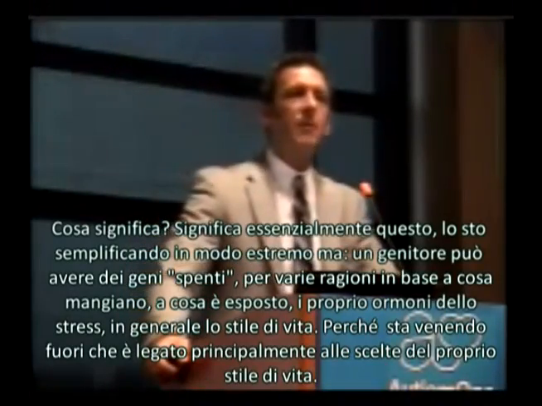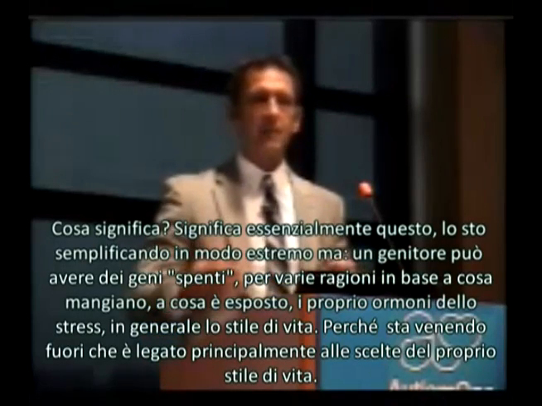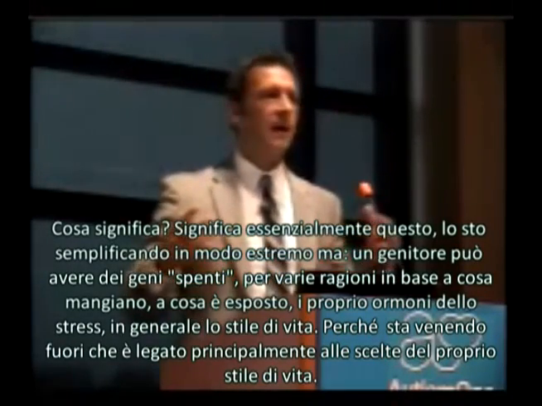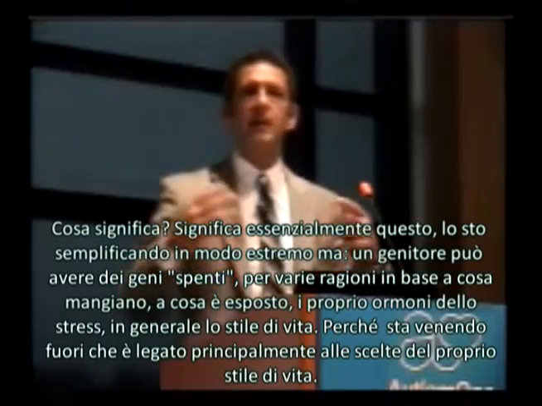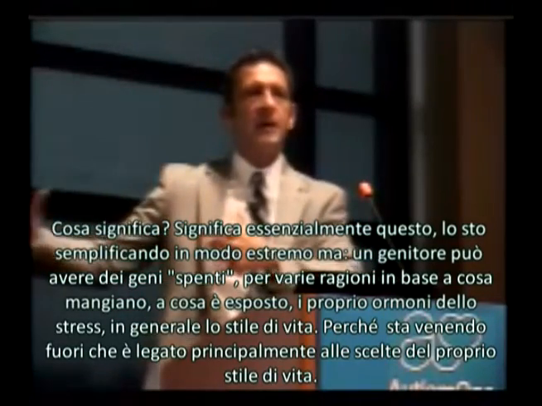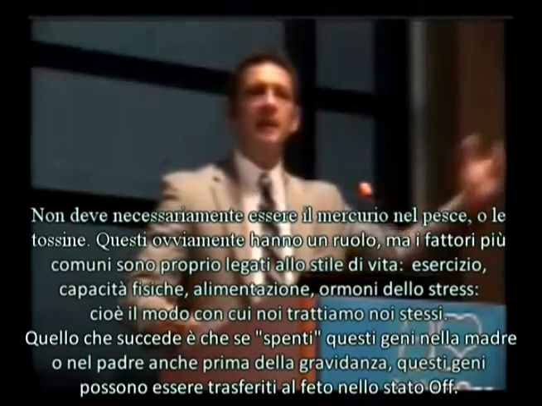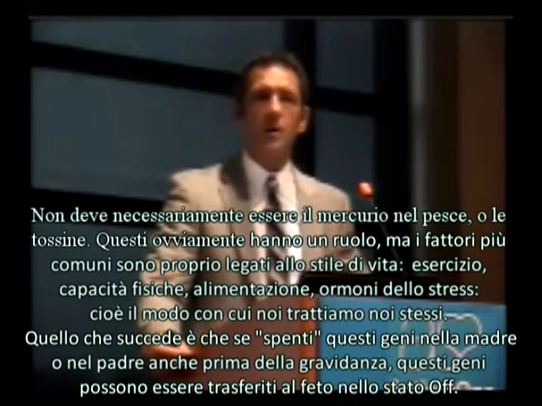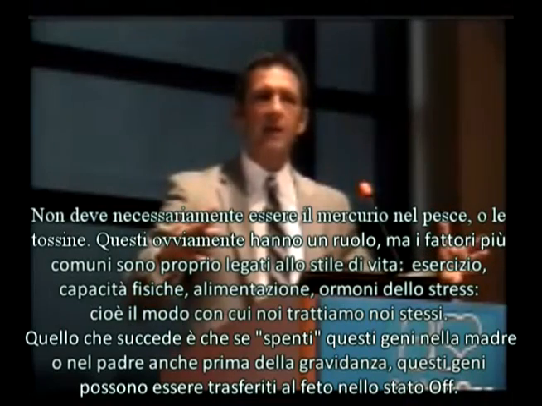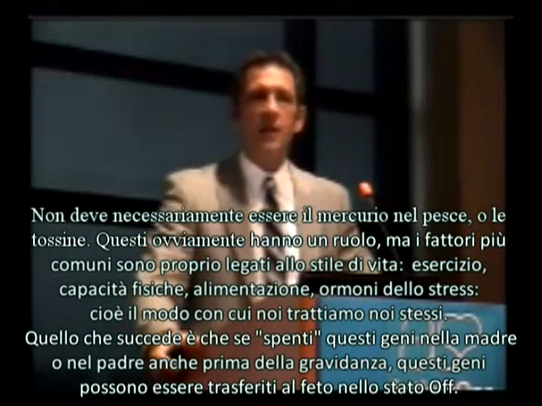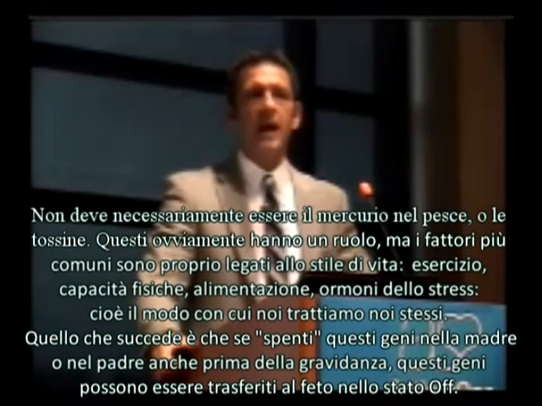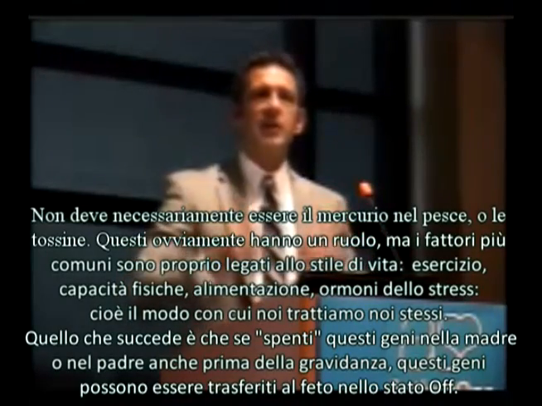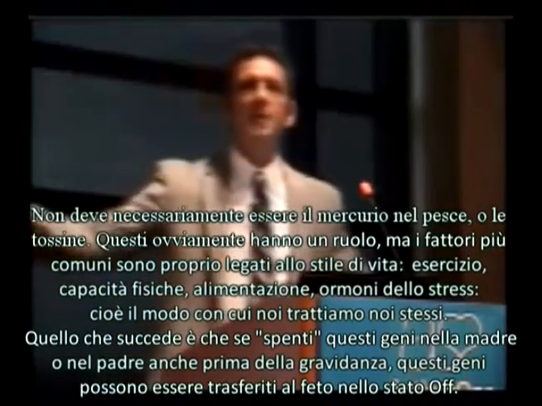What does this mean? It means that what we found with epigenetics is essentially this, and I'm simplifying it, but that a parent can have their gene turned off for various reasons based on what they eat, what they're exposed to, stress hormones, their lifestyle mostly, because what they're showing here is that it's mostly lifestyle choices. It doesn't necessarily have to be mercury in fish, or it doesn't have to be toxins. Those things can play a role, of course, but the most common factors are probably lifestyle factors: exercise, physical level, diet, stress hormones, how we treat ourselves. And what happens is that if we turn off the gene in the mother or the father, even before they're pregnant, those genes can be passed on in the turned off position.